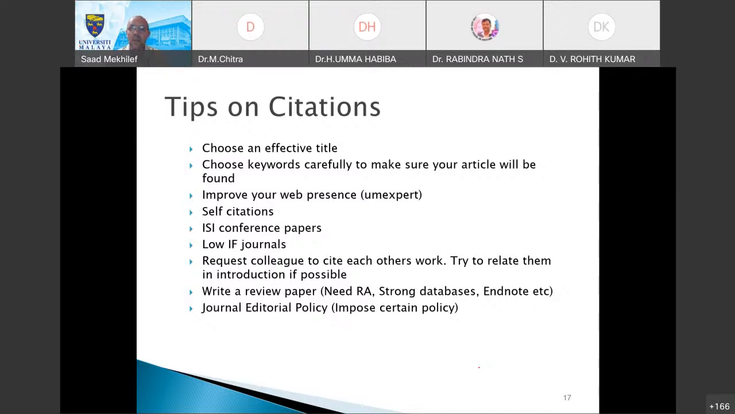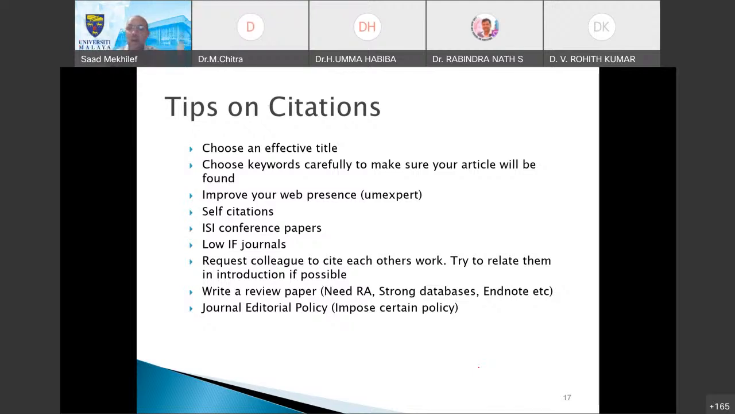These are some tips on citations. Choose an effective title, because that's the first thing people look at when they do a search. They write a search, so you have to select the right keywords. The first thing is the title. The moment people like the title, they will click on it, they will read the abstract, then they download the paper and read it. And then they will cite it. So selecting the right title is very, very important.